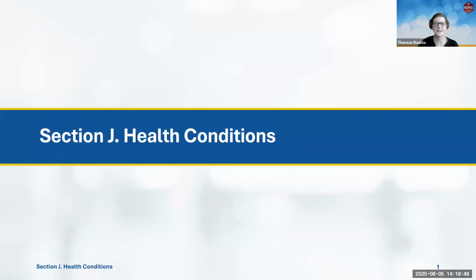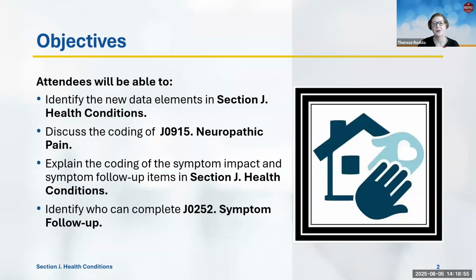Welcome back. Let's get started. I'm going to guide you through the coding for Section J, health conditions. Here are the objectives for this section. You should be able to identify the new data elements in Section J, discuss the coding of J0915, neuropathic pain, explain the coding of the symptom impact and symptom follow-up items in Section J, and identify who can complete J2052, symptom follow-up.